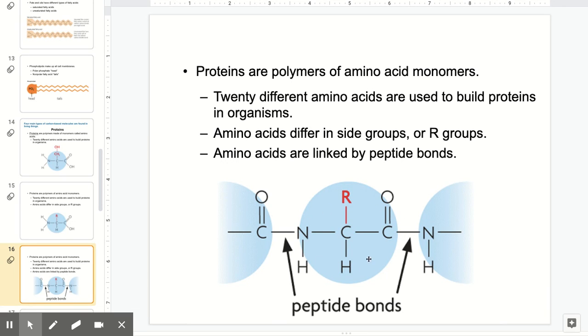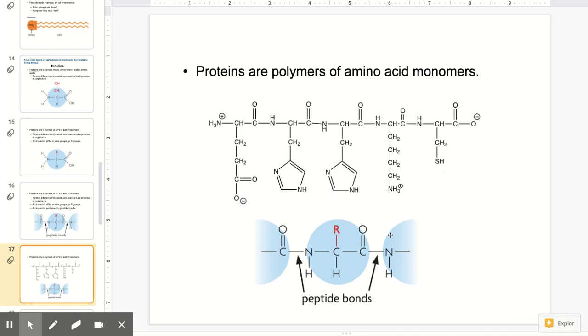Oftentimes, this chemical structure here is just represented by a circle because it is relatively complicated. So when we make or represent a model of a protein, we often draw circles linked together, the circles representing those individual amino acids, and that nitrogen, carbon, hydrogen, and oxygen.